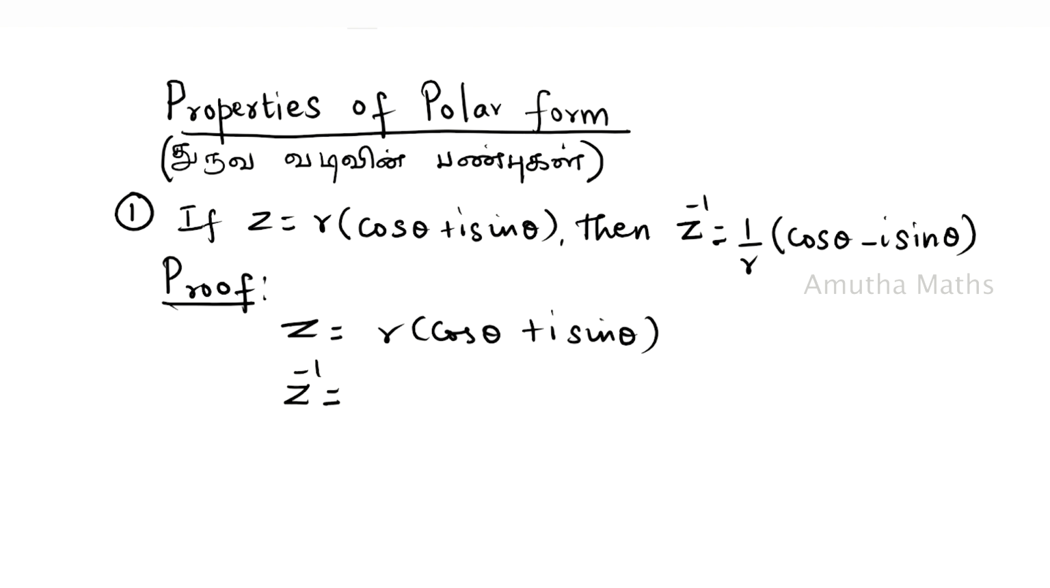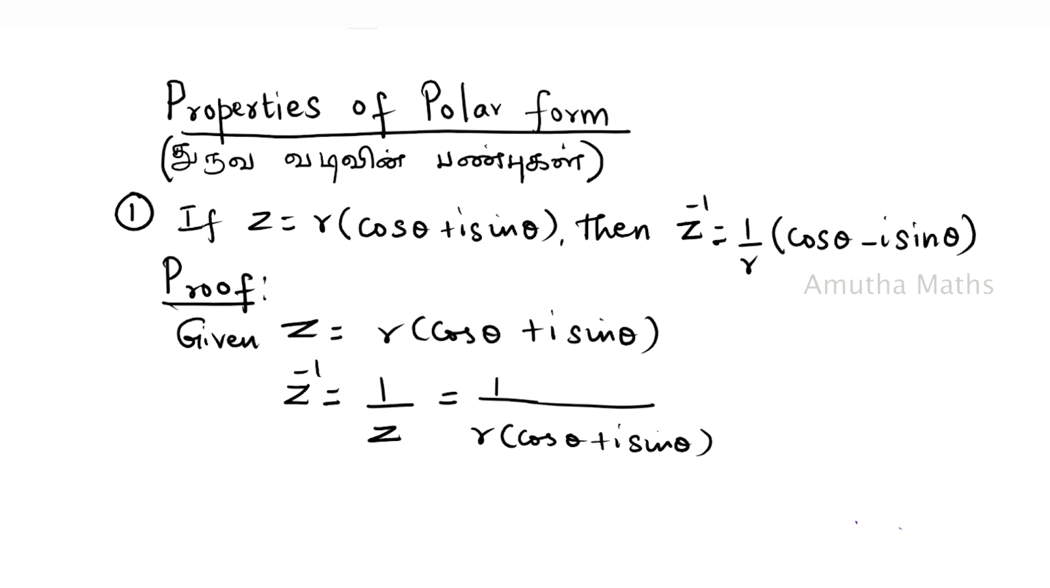Z inverse is equal to 1 by z. Now what is 1 by z? So 1 by r into cos theta plus i sin theta. So we are having the complex number in the denominator. Denominator la namakku complex number irundale we have to multiply and divide by its conjugate. அப்படிதானே? So what shall we do? Conjugate multiply பண்ணனும். So cos theta minus... conjugate na enna? We have to change the sign of the imaginary part. So cos theta minus i sin theta divided by cos theta minus i sin theta.